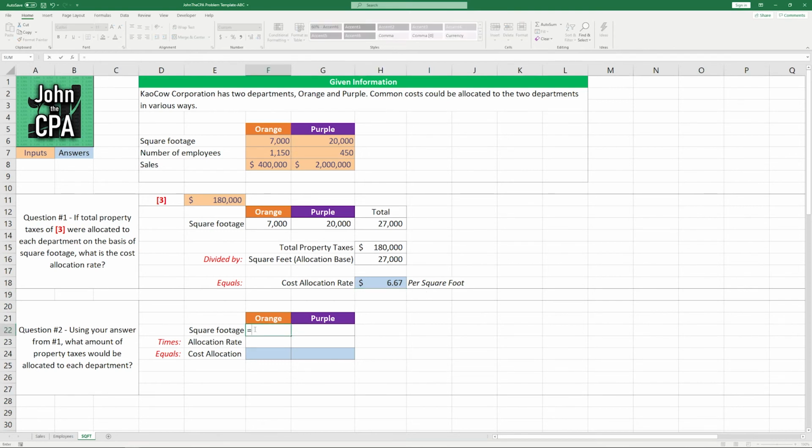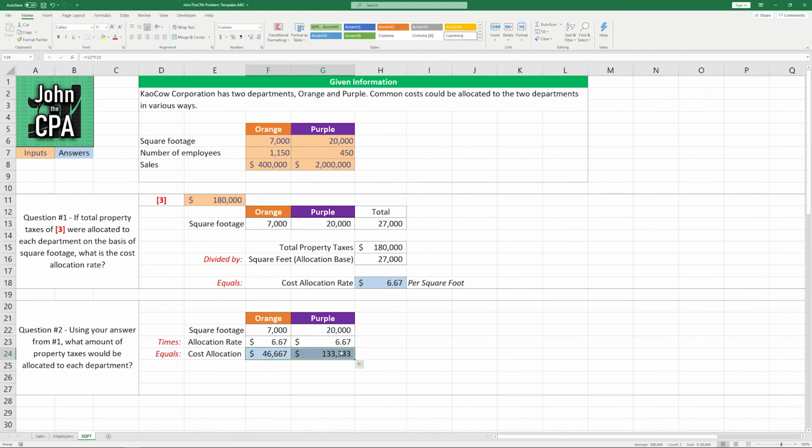Same as the other problems, we're going to take the square footage, which is what we're allocating, or what we're using to allocate the costs, use the allocation rate, multiply the two together, and we get $46,667 for the orange department, $133,333 for the purple department.